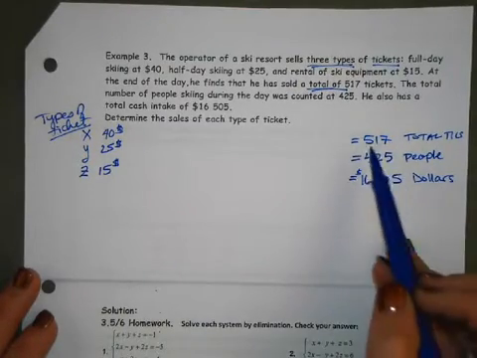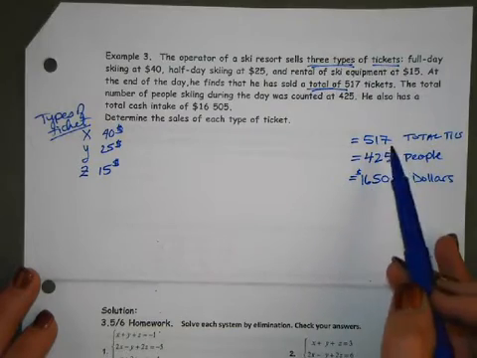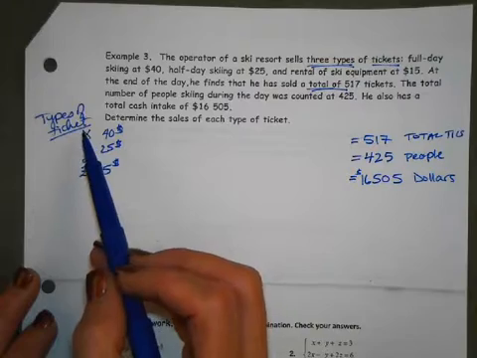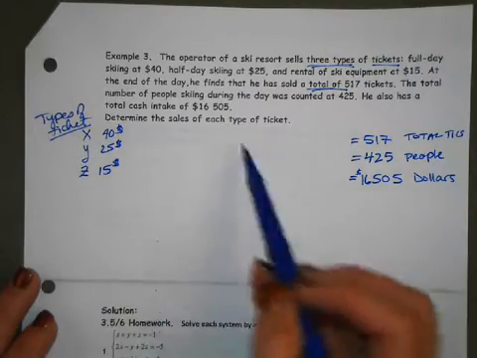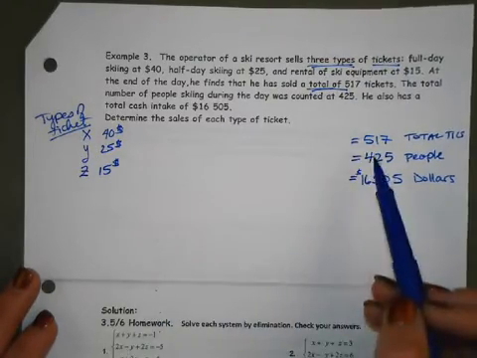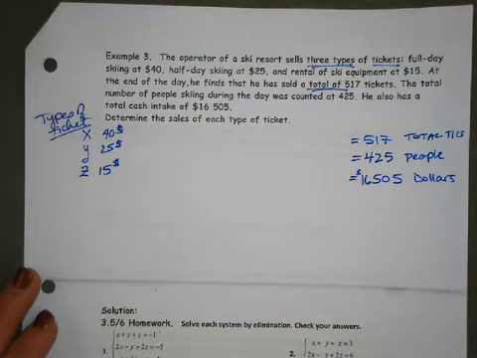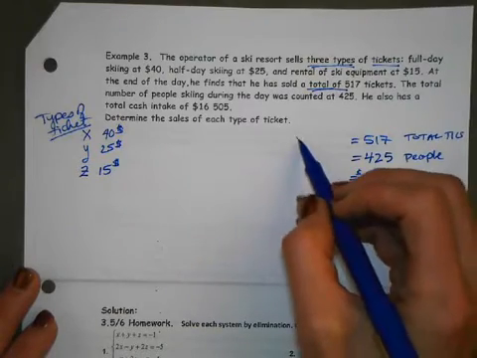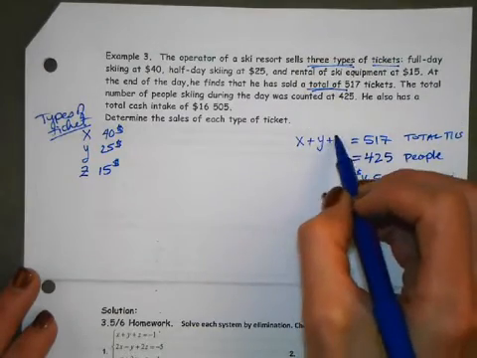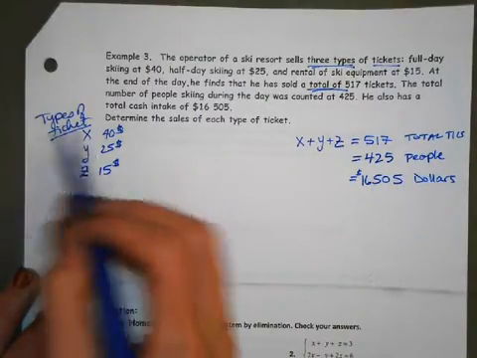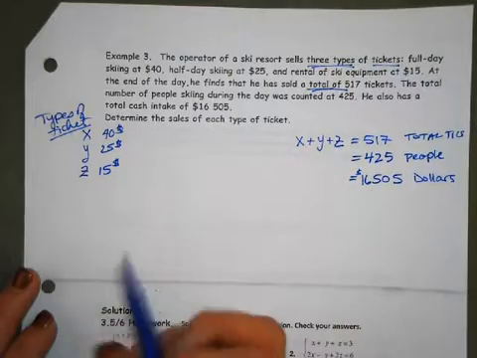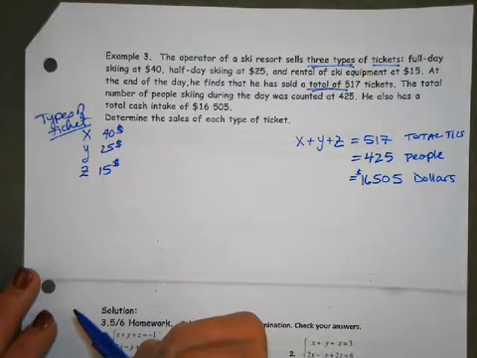Okay? So if I look at the total tickets, what might be something, if you know your variables are X, Y, and Z, what might be a way that we can represent X, Y, and Z to equal 517? Yeah, X plus Y plus Z. So X plus Y plus Z, because they represent all the tickets, and if I take all those tickets of that day and add them together, it equals 517 sold that day.